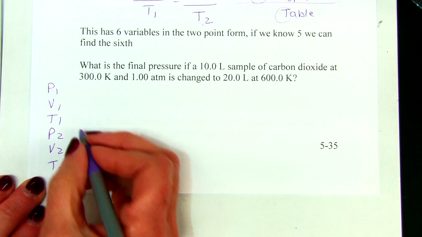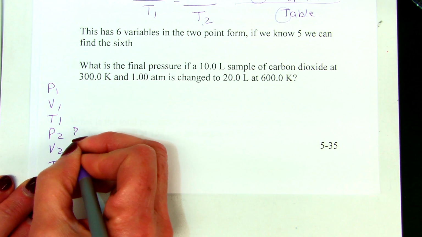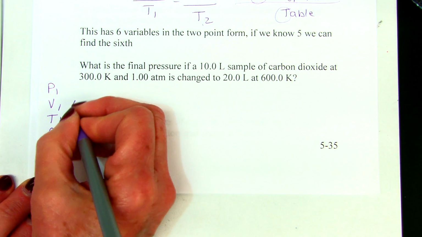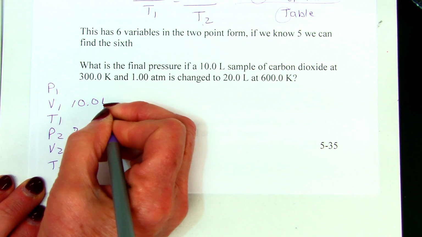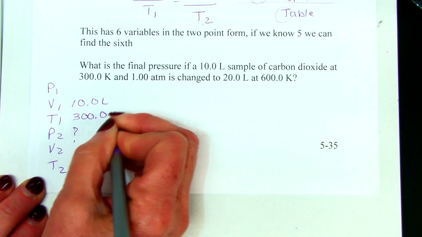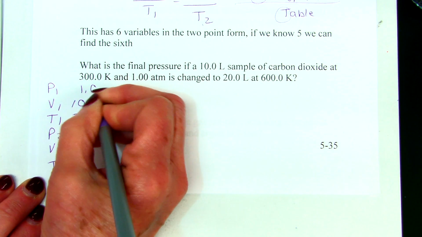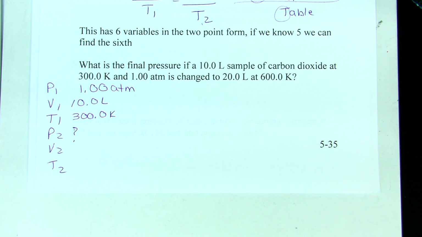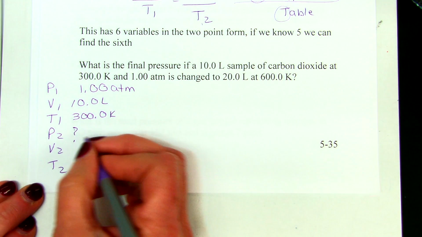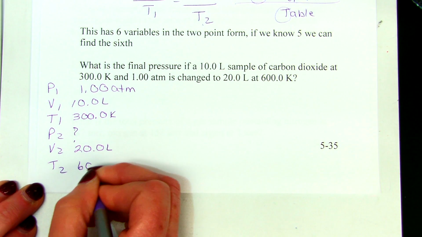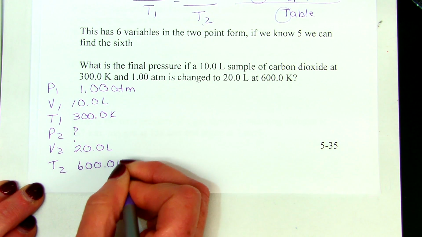So what is the final pressure? P2 is our unknown. We have 10 liters in our sample, so V1 is 10.0 liters. It's at a temperature of 300 Kelvin, and it's at 1 atmosphere. Make sure when you write down the 300 and the 1, you put all the sig figs in there. Now we're changing it to a volume of 20.0 liters, and my new temperature is 600 Kelvin.